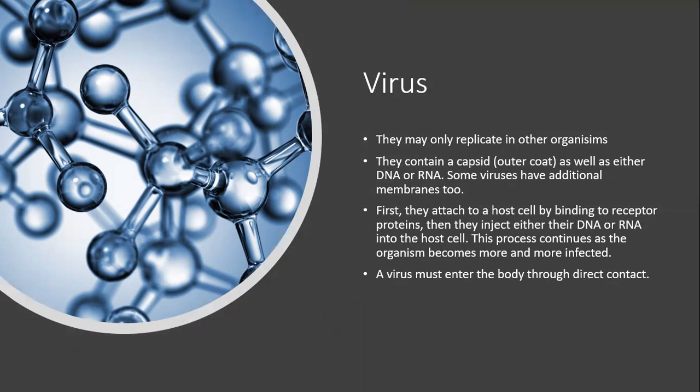So how viruses attach onto a host cell is, first, they attach by binding to a receptor protein. Next, depending on whether they have DNA or RNA, they inject this into the host cell. And as this process continues, the organism becomes more and more infected with the virus. And a virus must enter the body through direct contact, whether this is an organism eating something, or touching it through their eyes, their nose. It just must enter through direct contact.